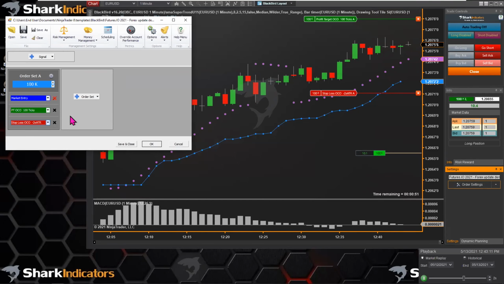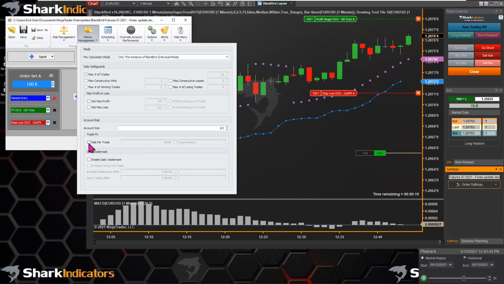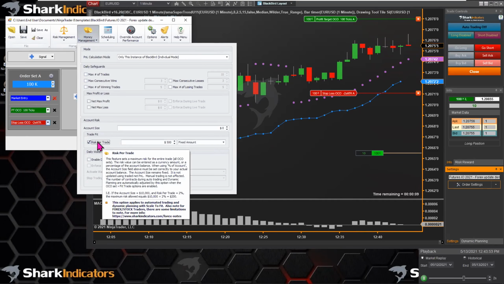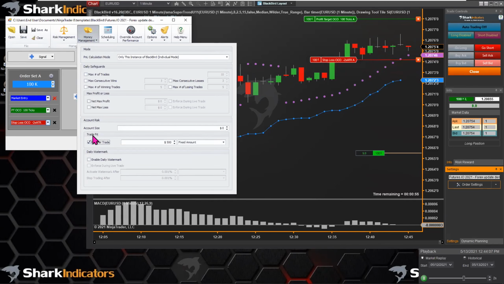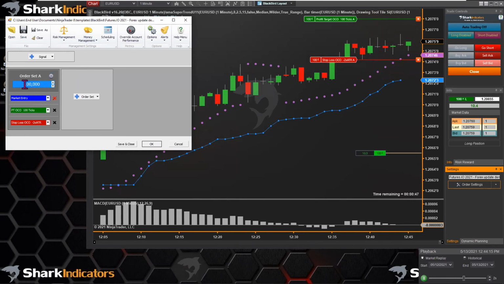All right, so now we've got that out of the way. Let's take a look at some of the other things here. Something else that I'm going to demo for you in just a minute is the dynamic planner. And with the dynamic planner, I'm also going to demo this risk per trade or trade fit capability. This trade fit is designed to scale up or scale down the number of contracts here.